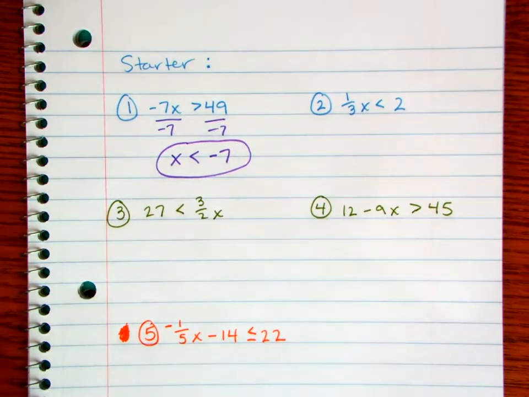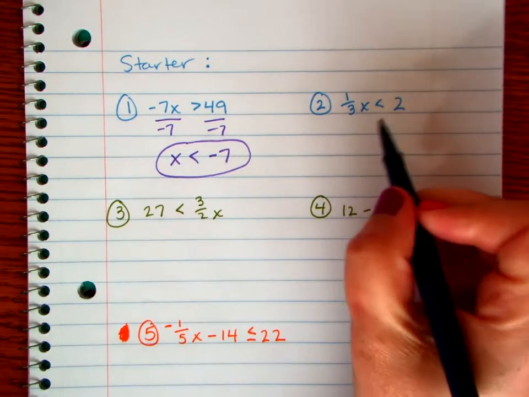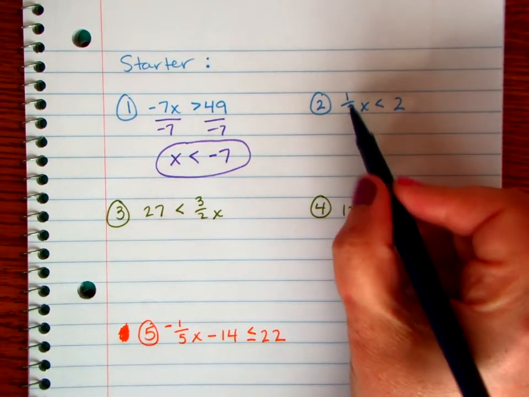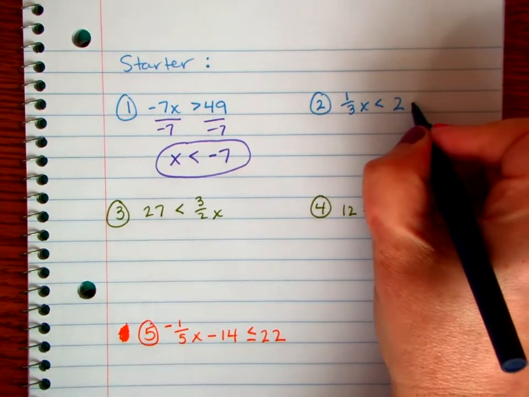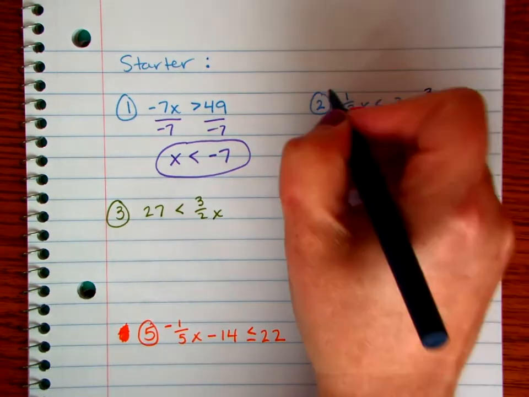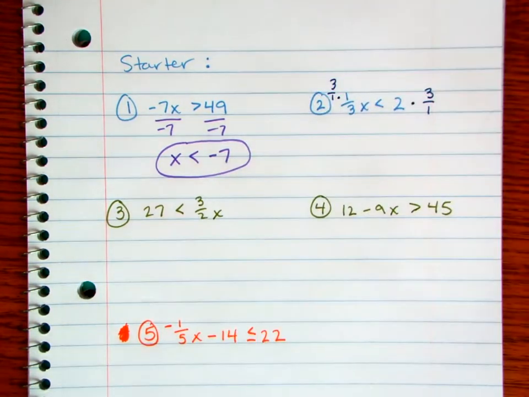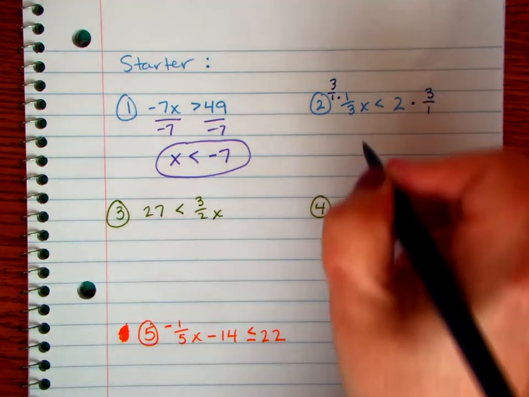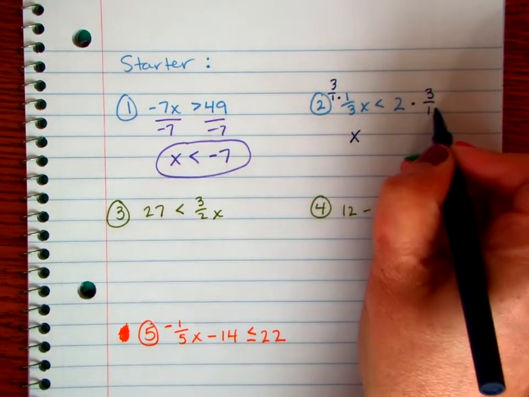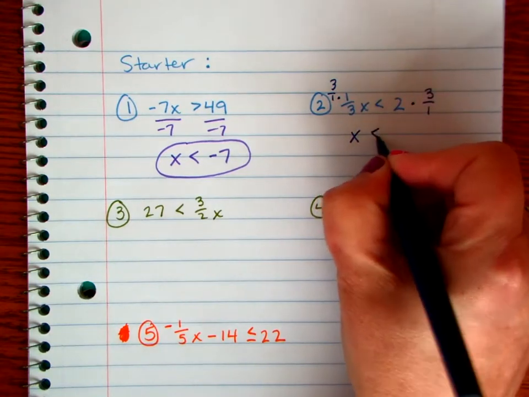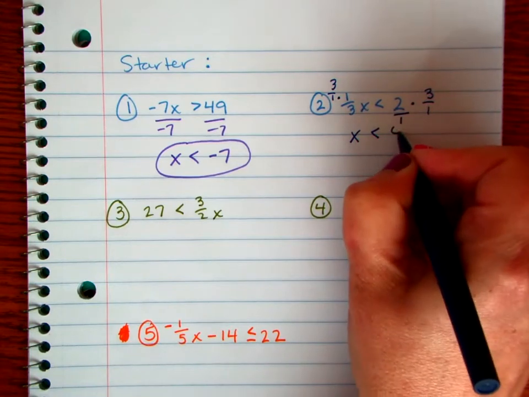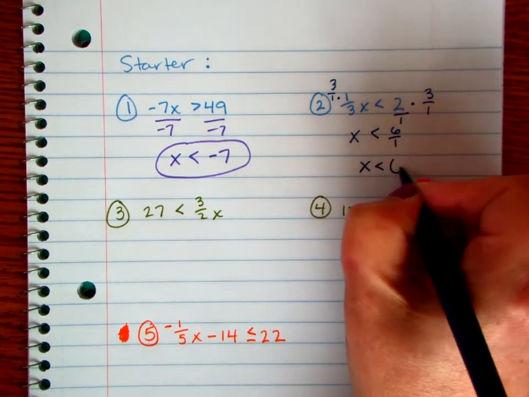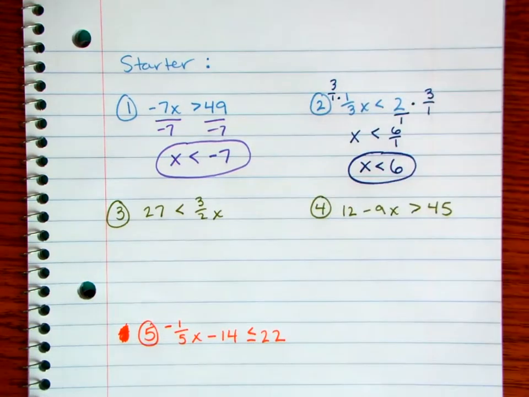Okay? So now the second question is one where we have a fraction that we need to get rid of, so 1/3. And remember from the previous lesson, you're going to multiply by the reciprocal. So in this case, you would multiply both sides by 3/1. So you multiply the 1/3 by 3/1. Then you have x is, in this case, we did not multiply by a negative, so x is less than, and 2 times 3 is 6, divided by 1 is just 6, or you could write that as 6/1. So there's my second answer. X is less than 6.